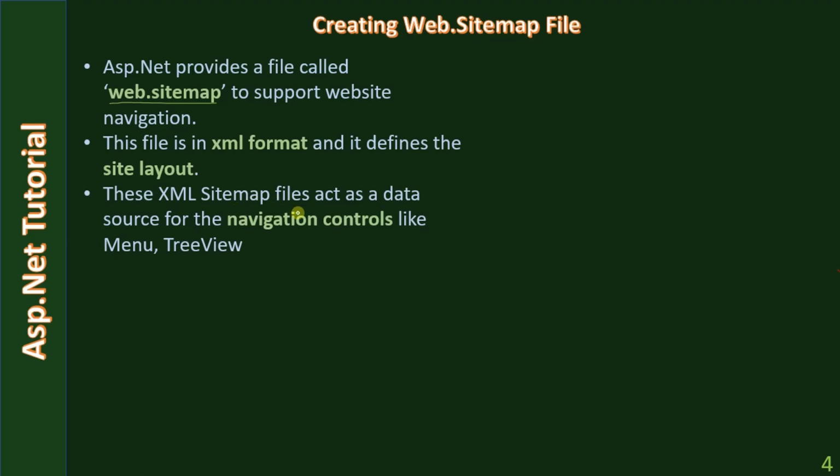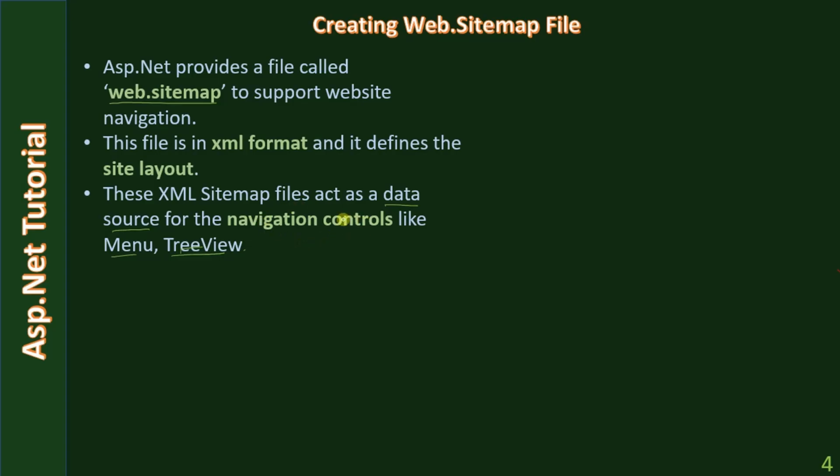These XML sitemap files act as a data source for the navigation controls like menu, tree view, etc. Right? So we learned about SQL data source in the previous sub-series. Now this XML web sitemap will act as a data source, so that once the web sitemap is ready, you can link that to the navigation control. This web sitemap feeds the data to the navigation control.